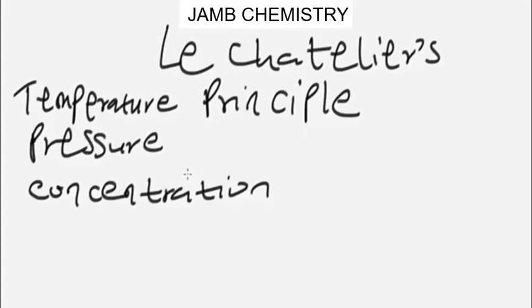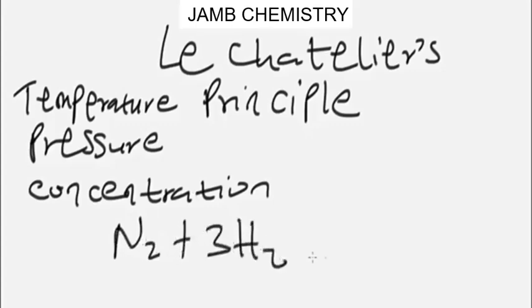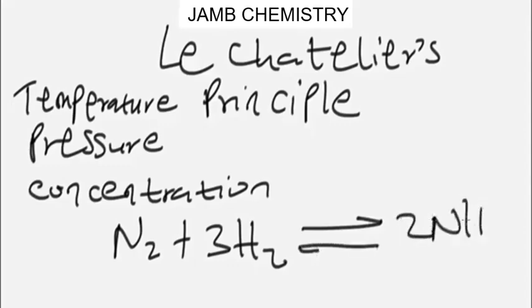Now, let's look at the effect of temperature on the Le Chatelier principle. Let's look at how temperature will cause a system in equilibrium to adjust in order to cancel or annul the effect of change on the system. So let's use this example. We're going to use nitrogen molecule here with hydrogen molecule to give ammonia. As usual, this sign shows that this reaction is reversible.